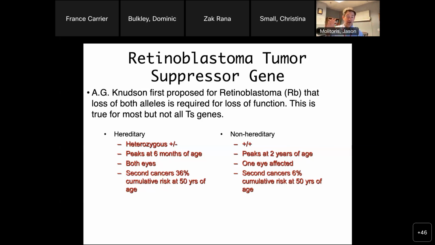So that's hereditary. Non-hereditary is in a person with normal retinoblastoma on both brakes. So they have both brakes, but there's still a chance that both of those get pulled. This peaks a little bit later in life. It's very unlikely to affect both eyes because it's unlikely to have one hit, let alone 2 hits. And then secondary cancers are going to be much lower as well.